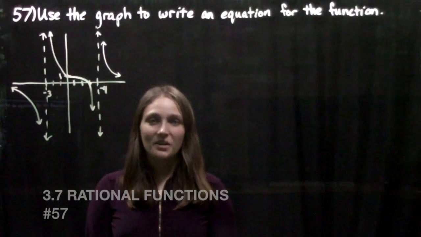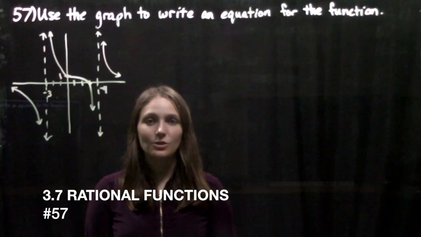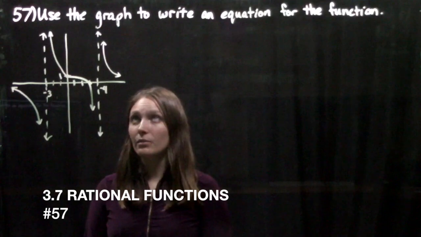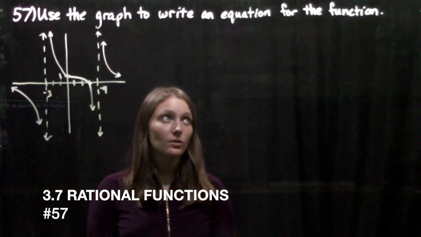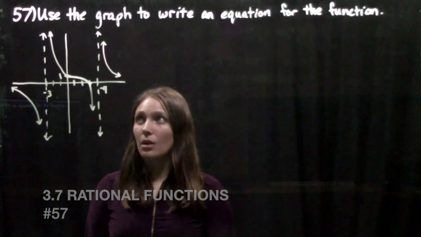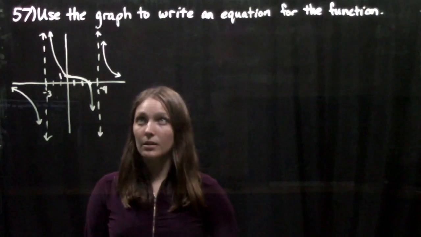Hey guys, in this video we're going through chapter 3 on polynomial and rational functions, and we're in section 7 on rational functions. In this video we're doing problem 57, which says use the graph to write an equation for the function. So looking at the graph, what we want to notice are vertical asymptotes, horizontal asymptotes, x-intercepts, and y-intercepts.